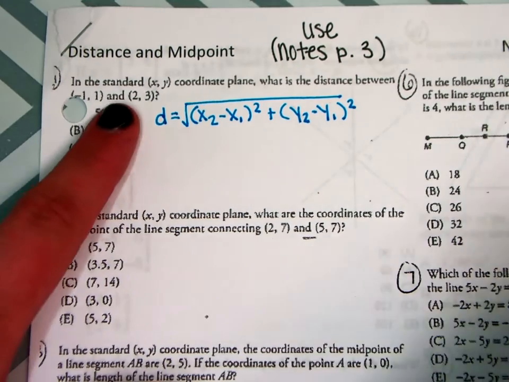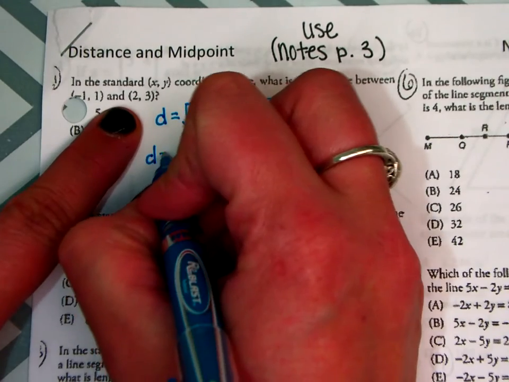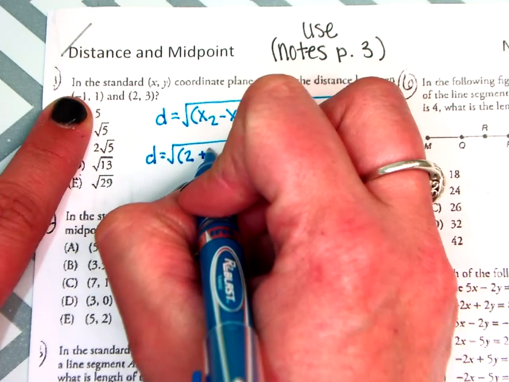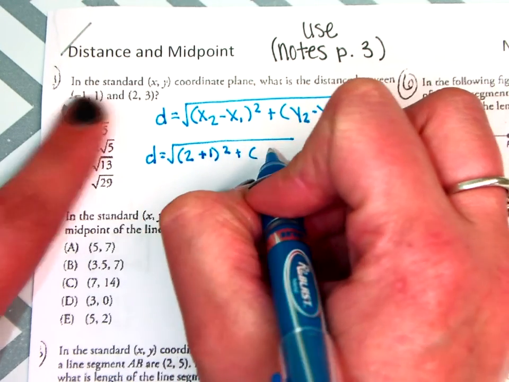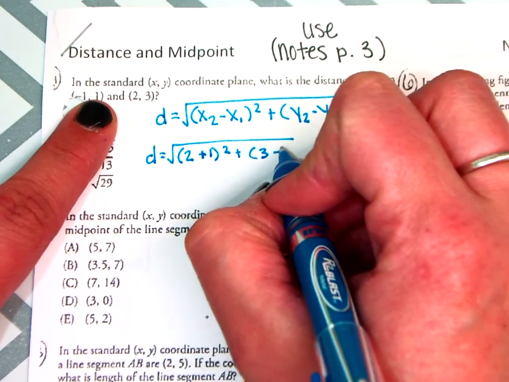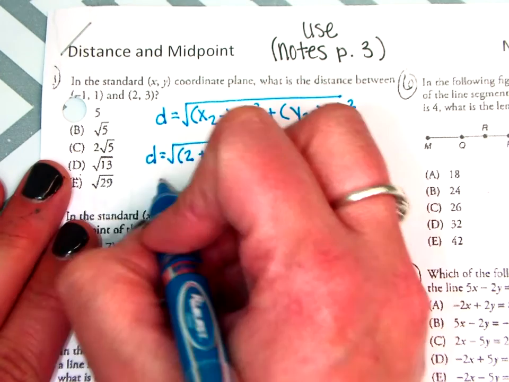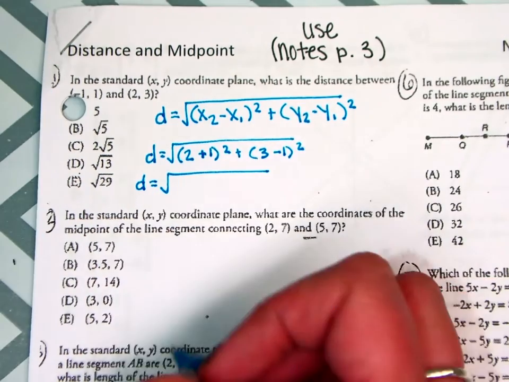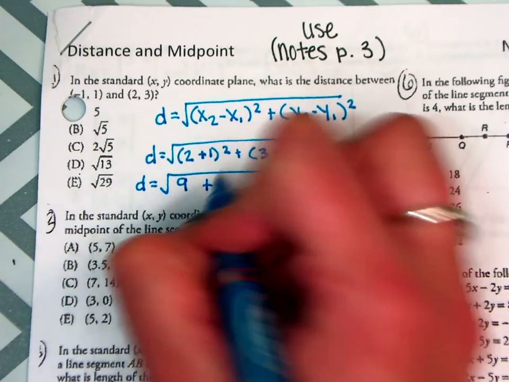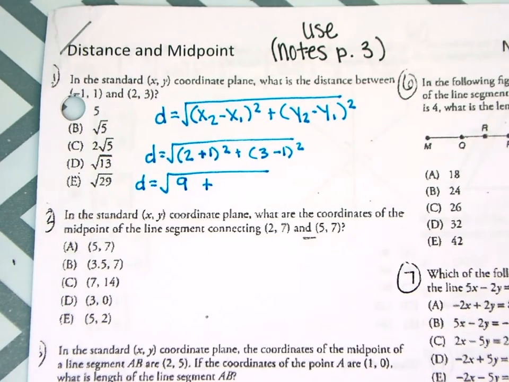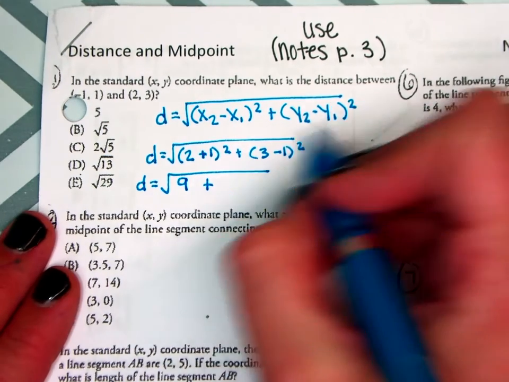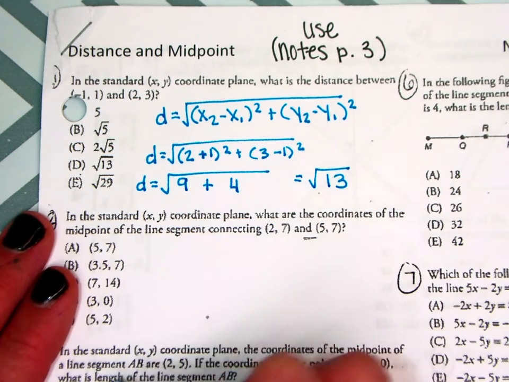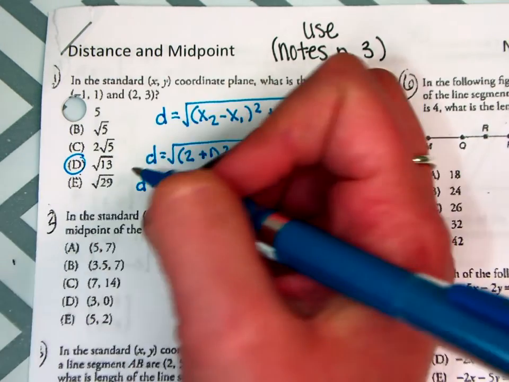So x2 would be this first one. So we get 2 minus -1, which is really plus 1. y2 is 3 minus 1. So I'm going to go ahead and do this by hand. So 2 plus 1 is 3. 3 squared is 9. 3 minus 1 is 2, and 2 squared is 4. Well, 9 plus 4 is 13, which is not simplified.